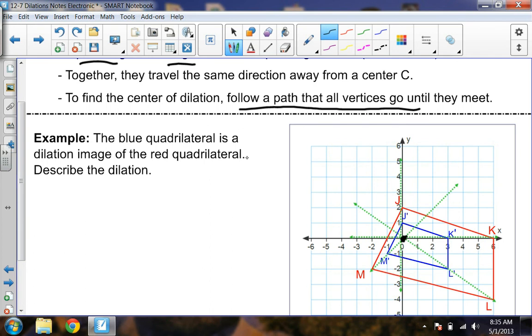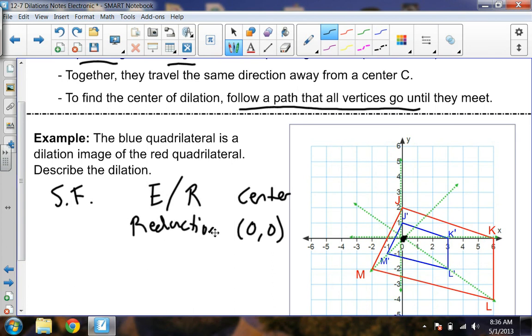So here's an example. As we said, the blue quadrilateral is the dilation image. Looks like a reduction from my pre-image. And we have to describe the dilation. So the three ways we need to describe the dilation are we need the scale factor, we need enlargement or reduction, and we need the center. So first let's do center. Our center is at 0, 0. We found that out. Is it enlargement or reduction from red to blue? We reduced it, so reduction.